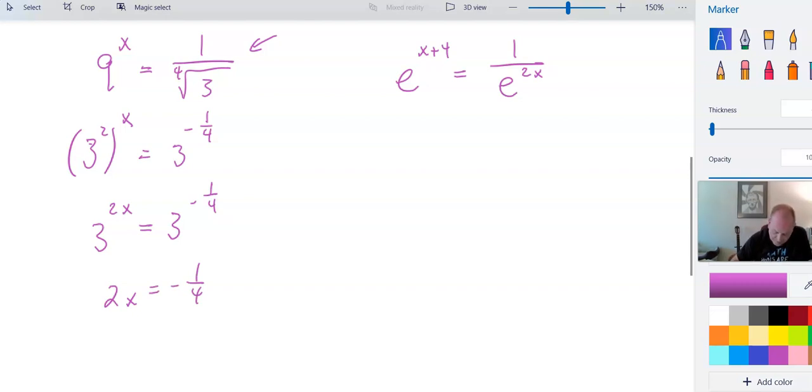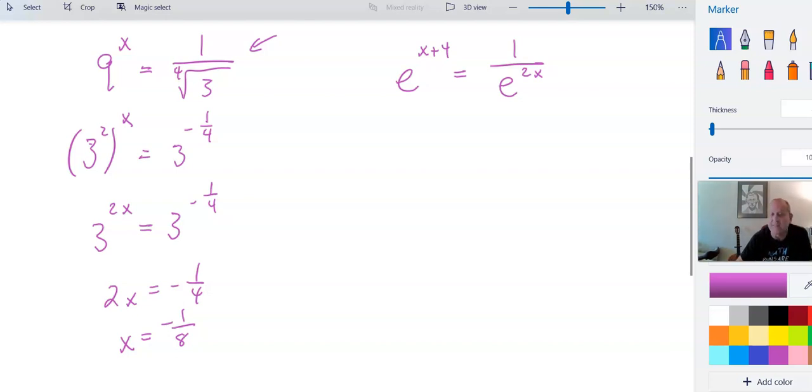Right now, all we have to do is just divide by 2. So if I divide both sides by 2, I get x is equal to negative 1/8. Oh, we got the same answer again. What do you know? That's a coincidence. But nonetheless, this is still our answer, right?